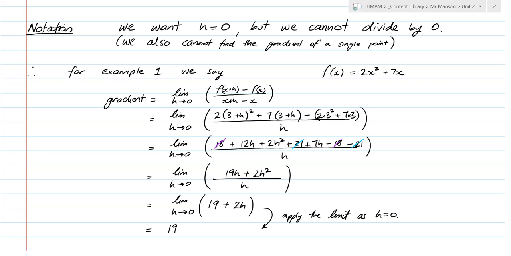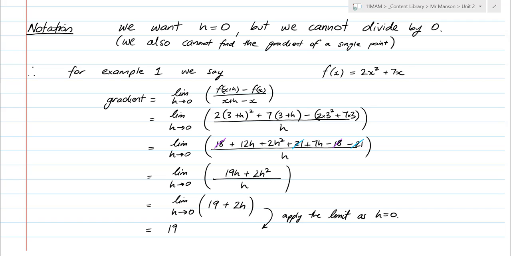This notation is based on the question we just did earlier. We want h equals 0, but we can't divide by 0. We also cannot find the gradient of a single point, as we've discussed. Here's our function, the function we had earlier. So for the example, mathematically we would say that the gradient is equal to the limit as h goes to 0. We talked about limits at the end of last week, I think.